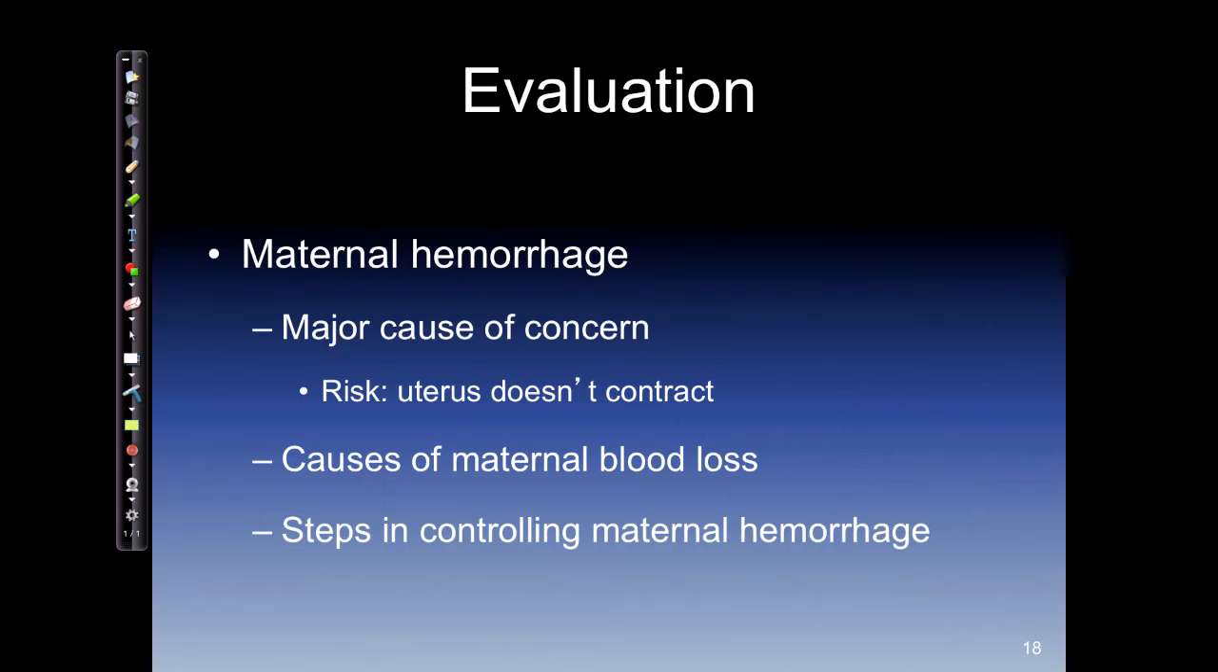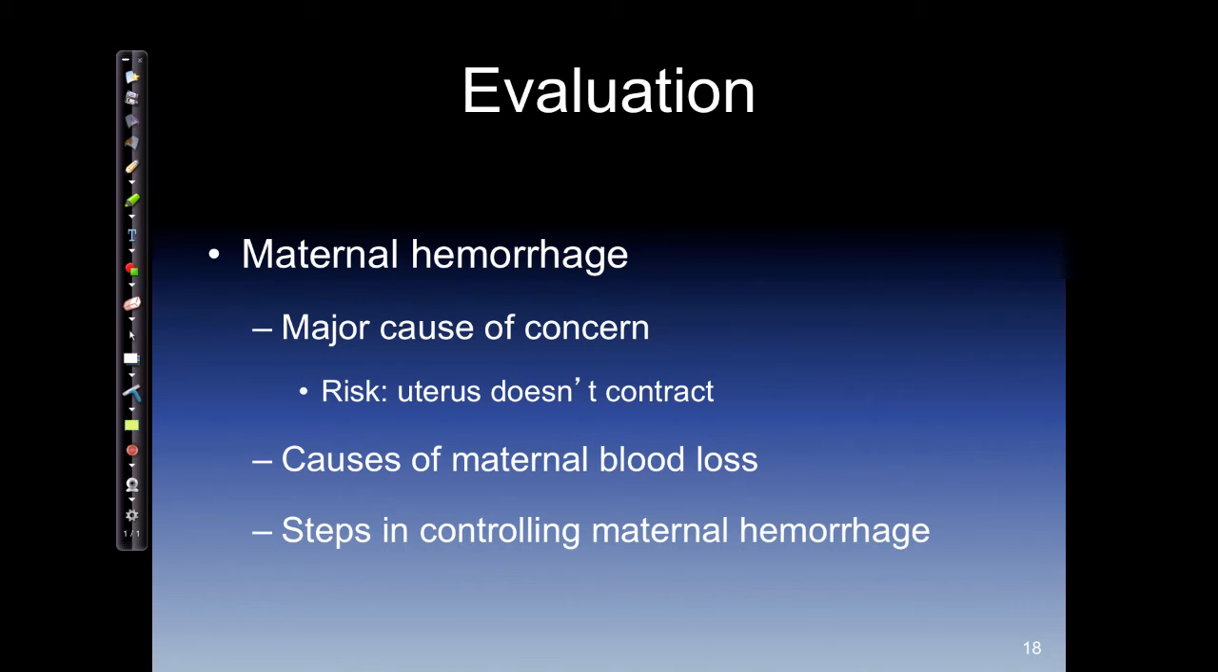Maternal hemorrhage, the major causes of hemorrhage. The risk is that the uterus does not contract, or you have uterine atony. Causes of maternal blood loss: retained products of conception inside, incomplete placental detachment, lacerations to the vagina or cervix, and maternal clotting disorders can also cause lots of maternal blood loss.